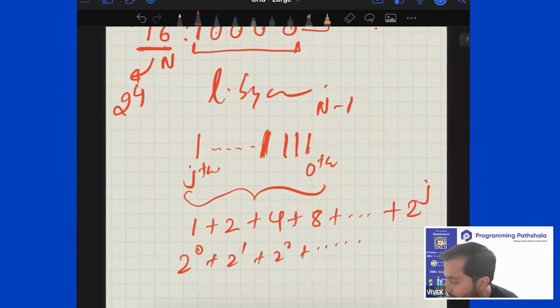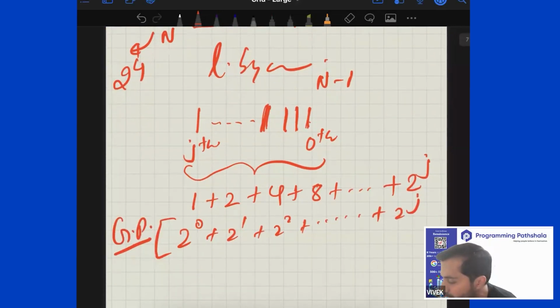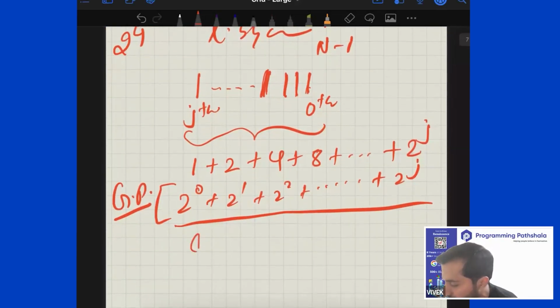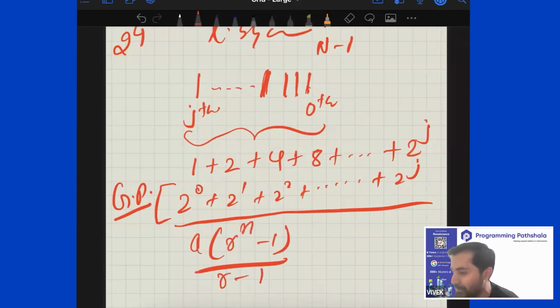Now tell me quickly, does it remind you of something? Which kind of progression is it? It is a geometric progression, which you have studied in your classes. And what is the sum of a GP? Sum of a GP is a multiplied by r raised to power n minus 1 upon r minus 1. Do you remember this formula? How many of you remember this formula from your 10th or 11th or 12th class? Right? Okay, very good. So what is a here? a is the first term.